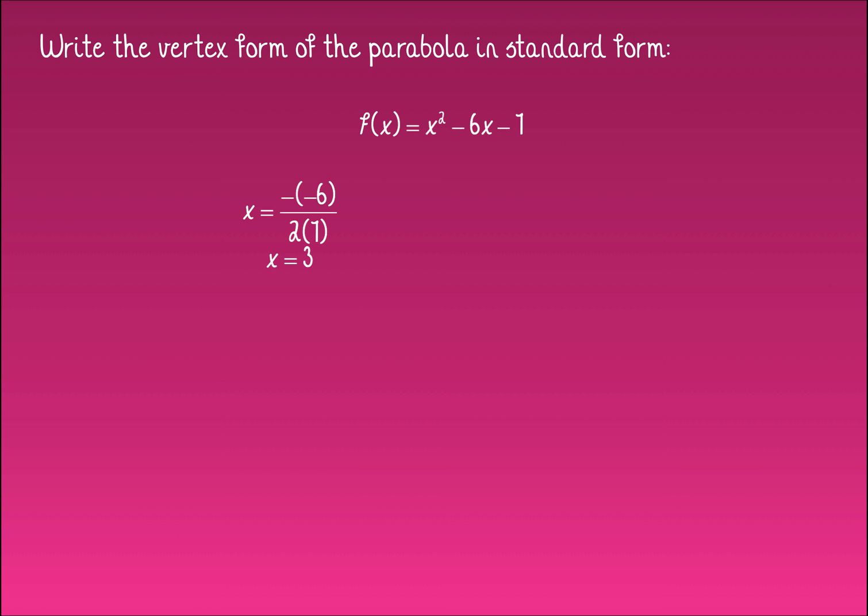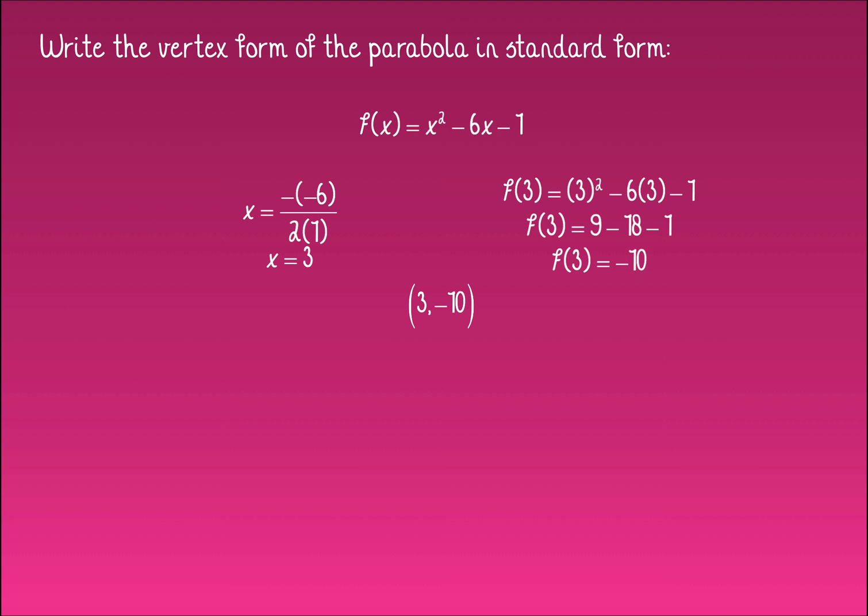So I have f of x equals x squared minus 6x minus 1. The first thing I need to do is find the vertex. I'm going to start by finding the x value. Remember, we find the x value of the vertex by using the formula negative b over 2a. When I plug in the values of a and b, I get x is equal to 3. Remember, we find our f of x, or y value, by plugging in 3 into the function. So f of 3, after I do all my simplifying, is equal to negative 10. So my vertex is 3, negative 10.